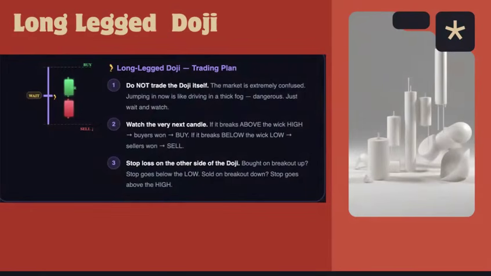If it breaks above the long leg doji wick high, buyers won. The breakout is upward, you buy. If it breaks below the long leg doji wick low, sellers won. The breakout is downward, you sell. Stop loss on the other side of the doji. Target is either the next resistance or support.